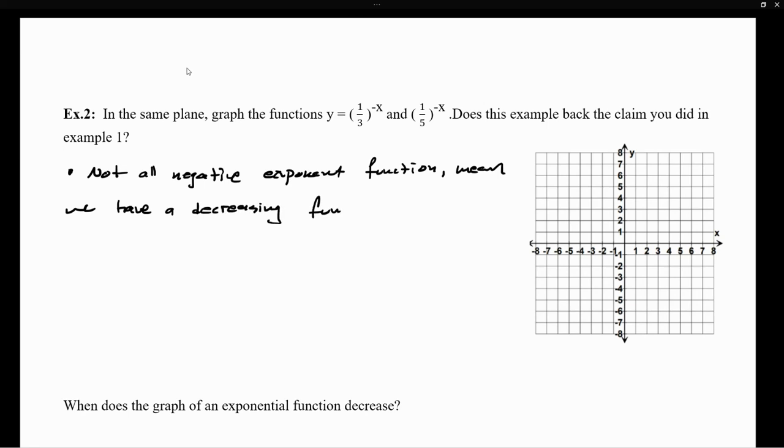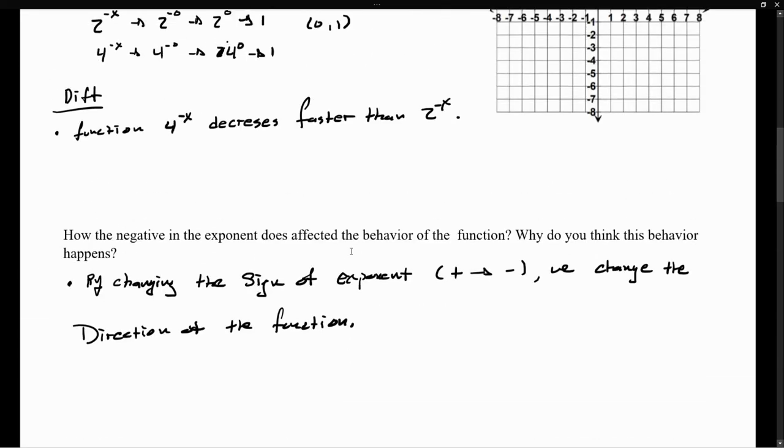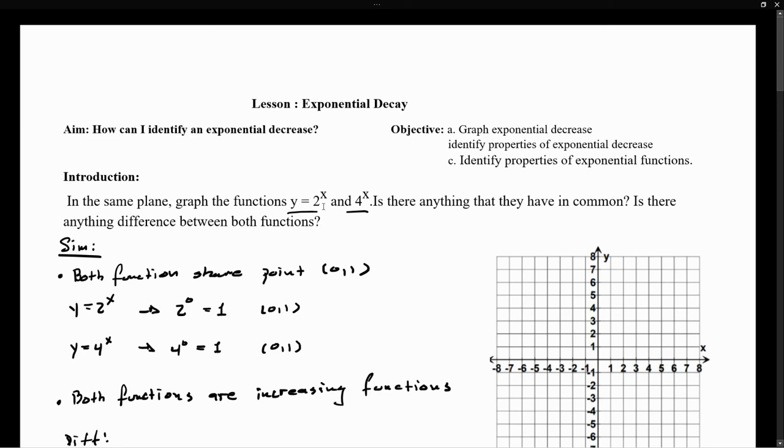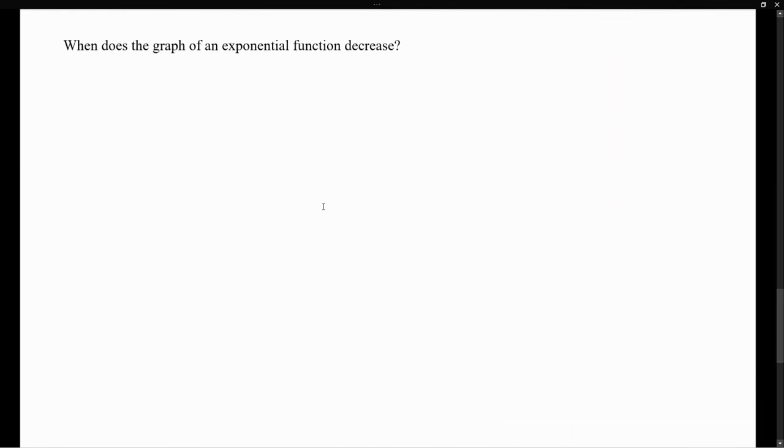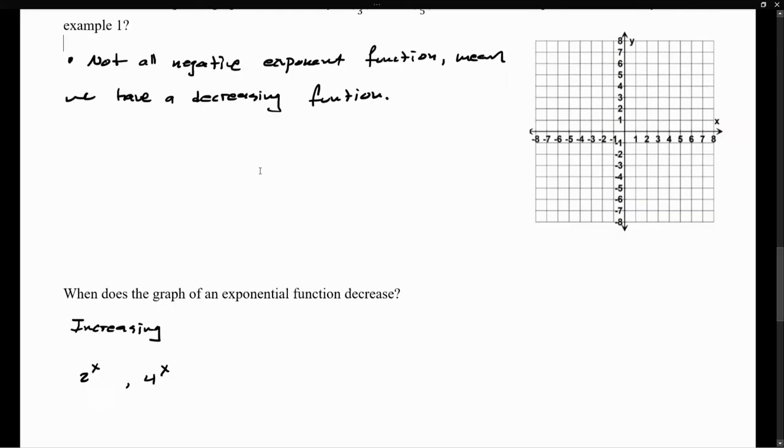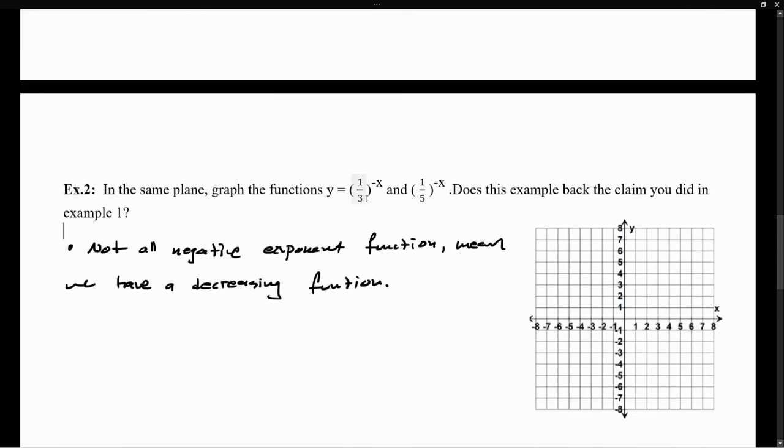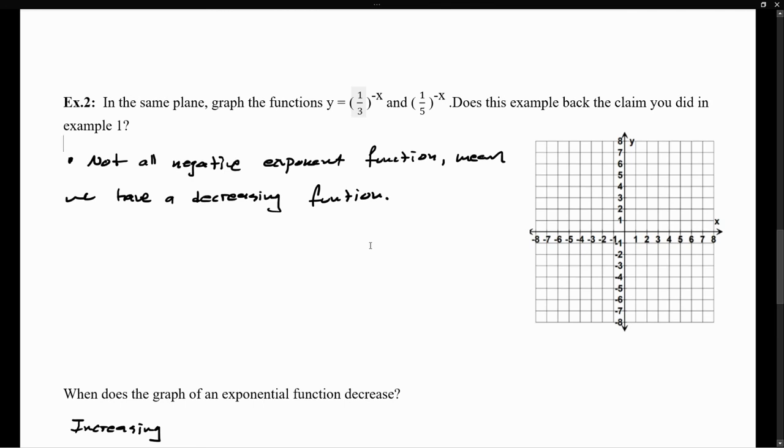But why is that? Well, let's take a look at the examples that we have discussed in this lesson. So we started with positive 2^x and positive 4^x. So let's show that. So we know that it's increasing under the function 2^x, 4^x, and also (1/3)^(-x) and (1/5)^(-x).